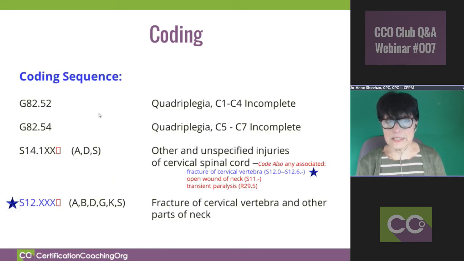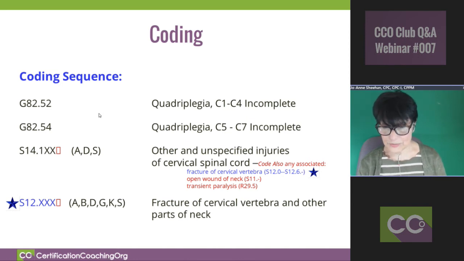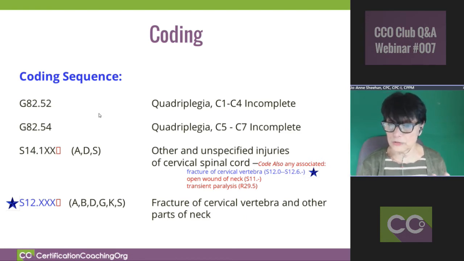So the coding sequence, again, would be the G82.52, quadriplegia, C1 through C4 incomplete, the G82.54, quadriplegia, C5 through C7 incomplete, the S14.1XXS, we'll say, other and unspecified injuries of cervical spinal cord, with the code also any associated fracture of cervical vertebra. And then you would code the fracture, the S12.XXX, and most likely the S for sequela, fracture of the cervical vertebra and other parts of the neck.